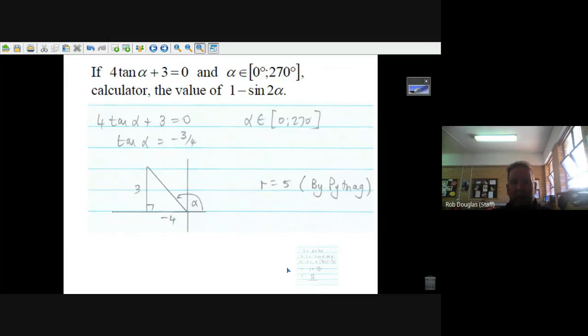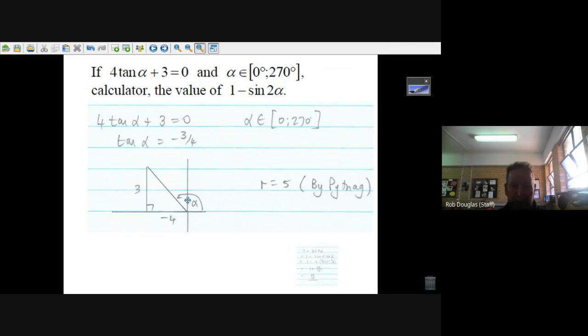Okay, we're going to take a look at an exam question. I'm not sure what number it is, but it's an example of Pythagorean trig. And here we go. You start off with 4 tangent alpha plus 3 equals 0, and you're told that alpha is somewhere between 0 and 270 degrees. And it says, without using a calculator, figure out what 1 minus 2 sine alpha is.